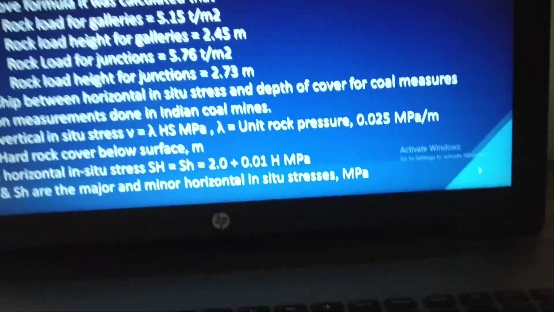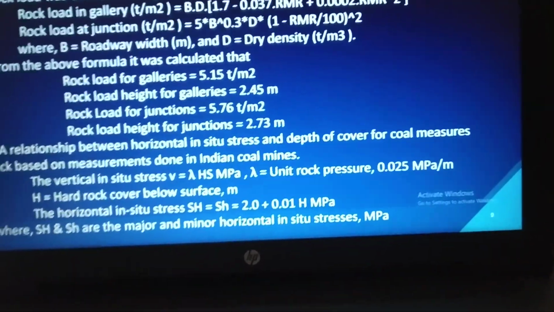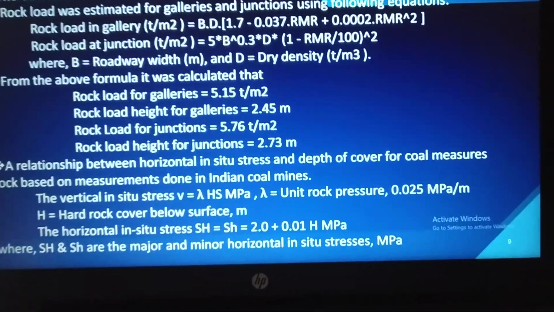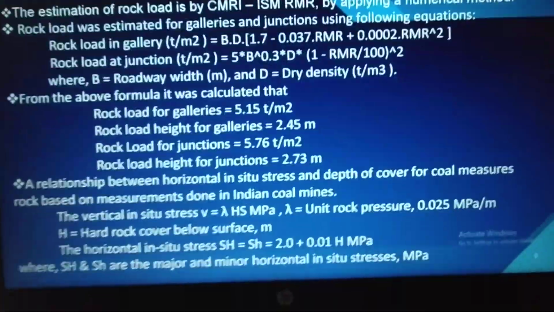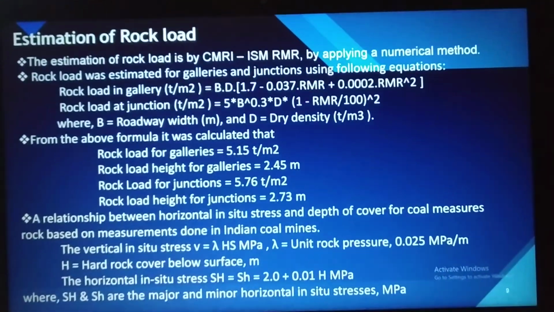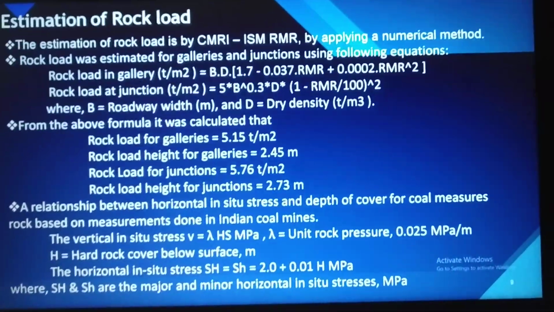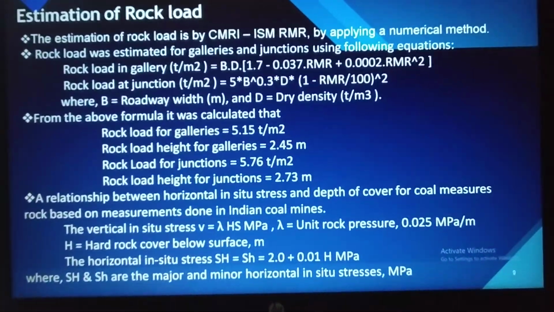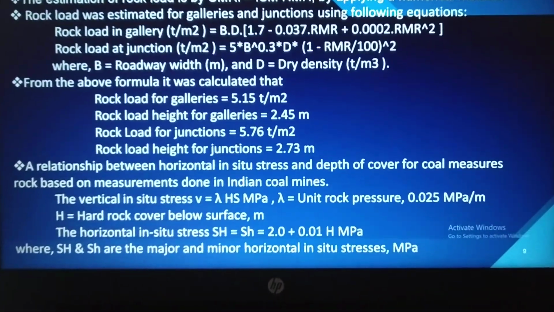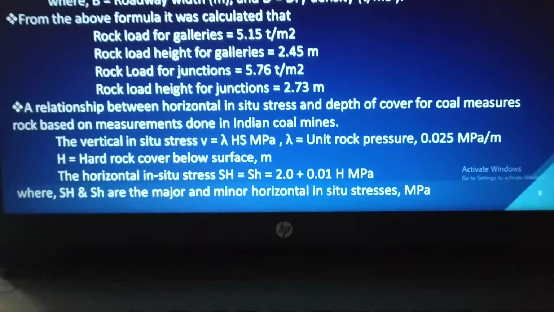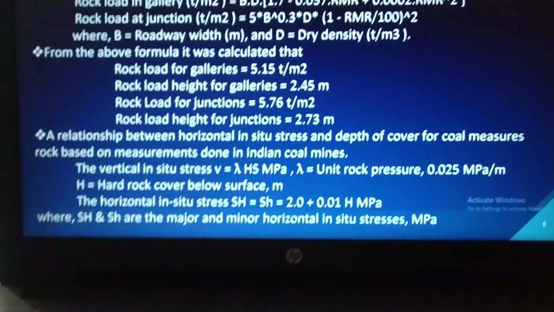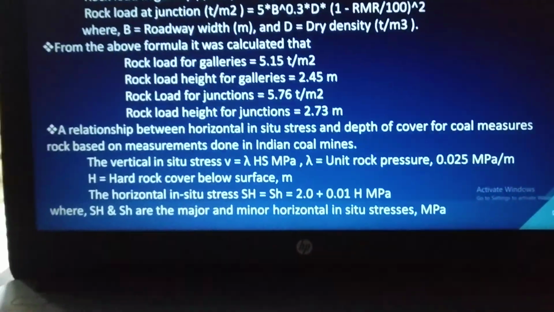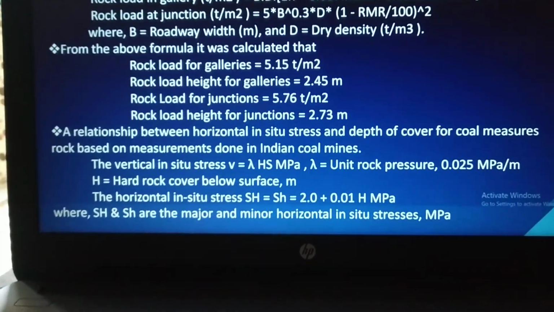Here the B that we are considering is rock load width, and the D we are considering is the dry density, that is 2.1 tons per meter cube. So by this formula we calculated the rock load for galleries and the rock load height for galleries and also the junctions. So we got that the rock load for galleries was 5.15 tons per meter square, and the rock load height for galleries is 2.45 meter, and the rock load for junctions was 5.76 ton per meter square, and rock load height for the junctions was 2.73 meter.